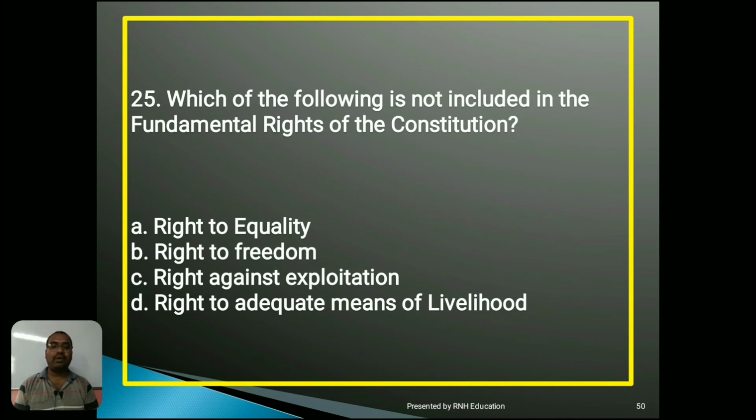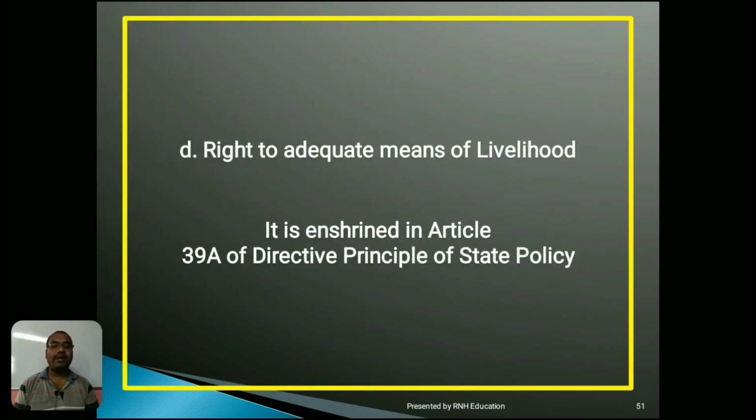Options are A, right to equality, option B, right to freedom, option C, right against exploitation, and option D, right to adequate means of livelihood. Now check the answer. The answer is option D, that is right to adequate means of livelihood. It is enshrined in Article 39A of the Directive Principles of State Policy.